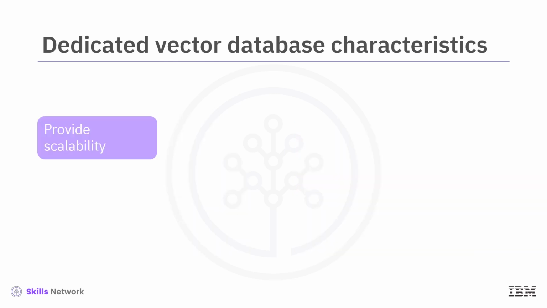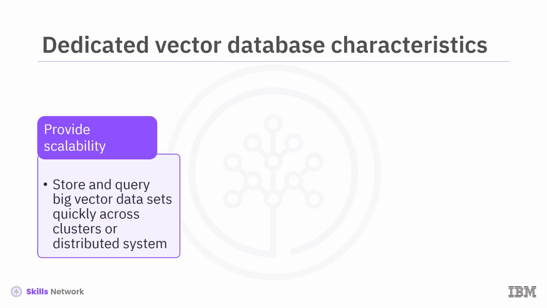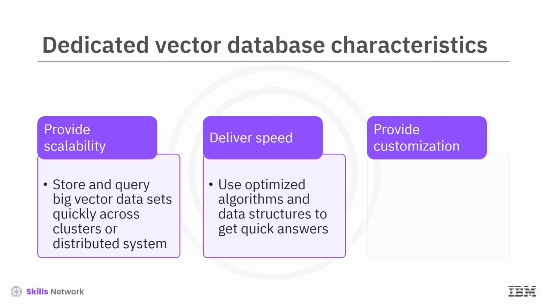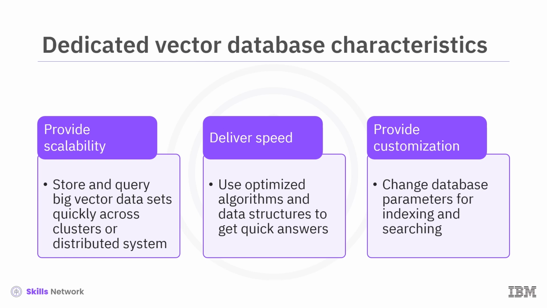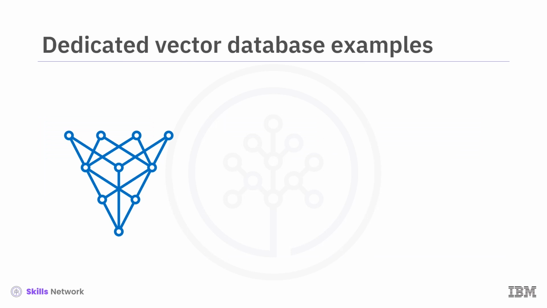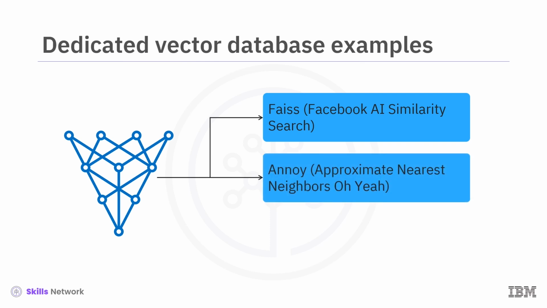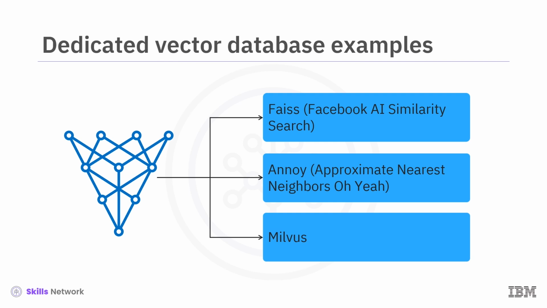Dedicated vector databases are made to be scalable so that users can store and query big vector datasets quickly across clusters or distributed systems. These databases put speed first, using optimized algorithms and data structures to get quick answers to queries, even for vector data with a lot of dimensions. And users can change the parameters for indexing and searching to get the best results for certain use cases or types of data. Some currently popular dedicated vector databases include FAISS, Facebook AI Similarity Search, Annoy, Approximate Nearest Neighbors Oh Yeah, and Milvus.